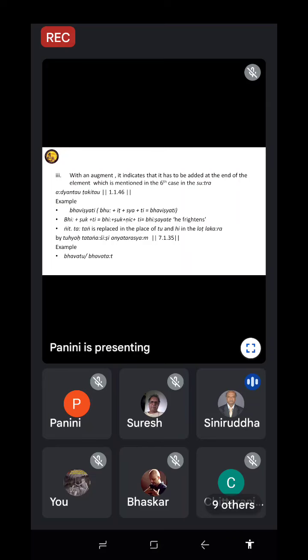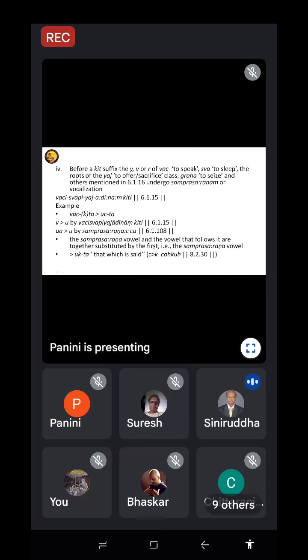The dvivachana is used because only two suffixes are explained. Then there is one more. Next. So this is the technique you see, how he has used it. So next please. So before a kit suffix. Now there is another advantage of kit suffix.